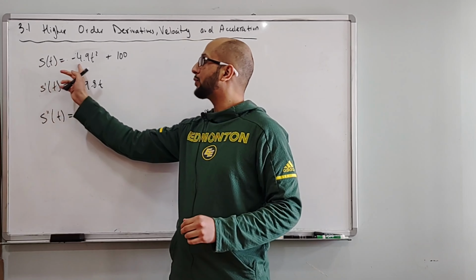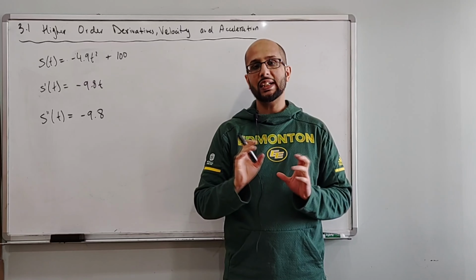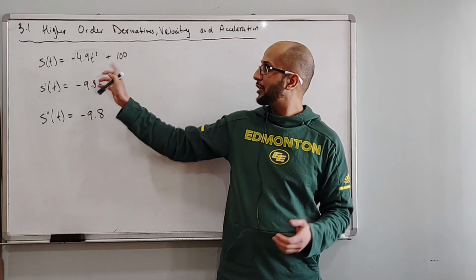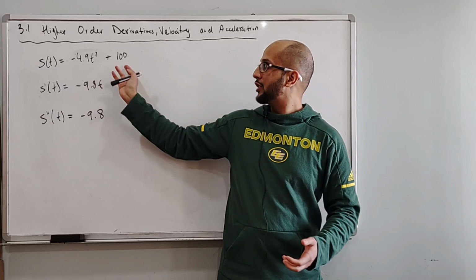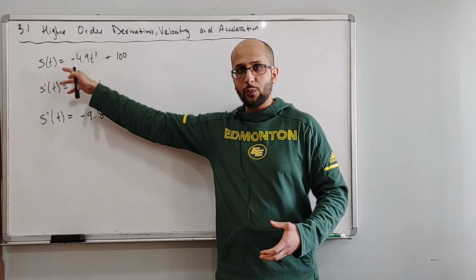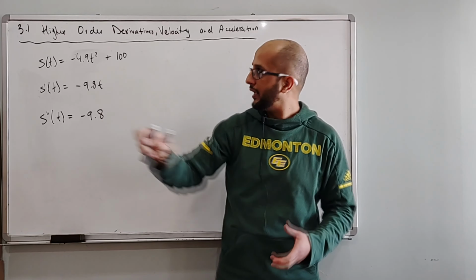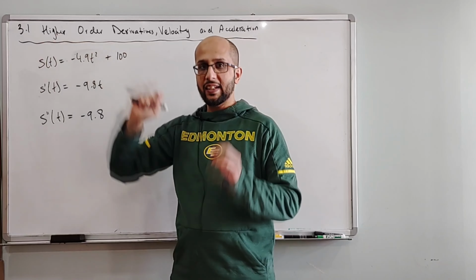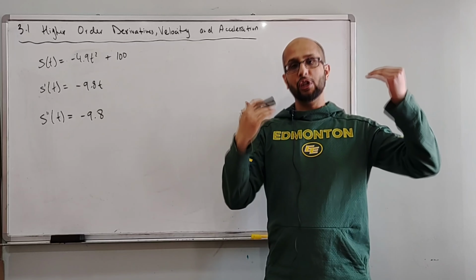S at t is equal to negative 4.9 t squared plus 100. S at t represents the distance or the location of an individual. Let's say somebody jumps from 100 meters in the air, like a skydiver jumping out of a plane. Their position at any given time in the air is given by negative 4.9 t squared plus 100, where t represents the time since the jump and s represents their position in the air.